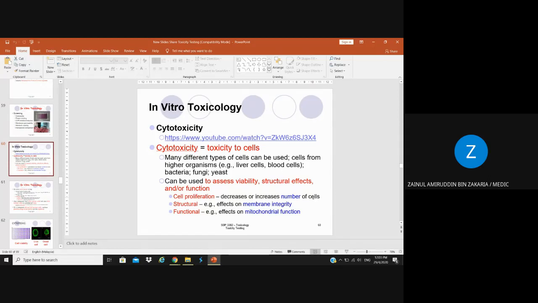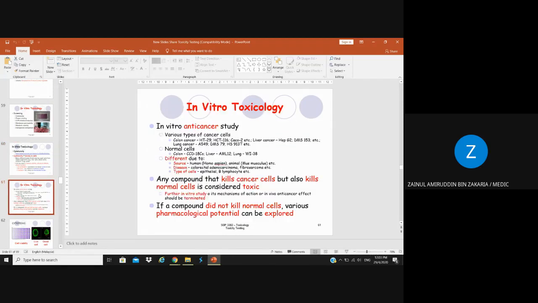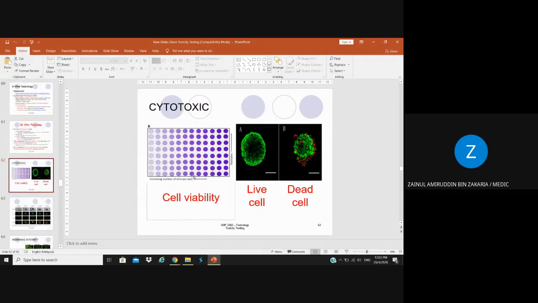Okay. So this is what we mean by cytotoxicity. I explained this already. So this is an example. The normal live cell, if it is cancer cell or normal cell, then after you give your substance, you do the cell viability test using 96 plate, 12 plates, then after you take a picture, okay, you stain the cell with certain staining agent, then you can see there is damage or changes to the structure of the cell. This is an example of that cell.